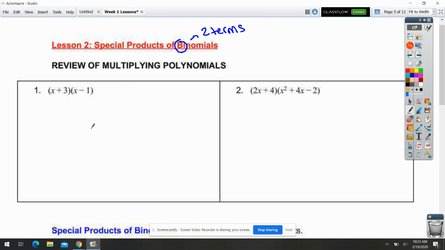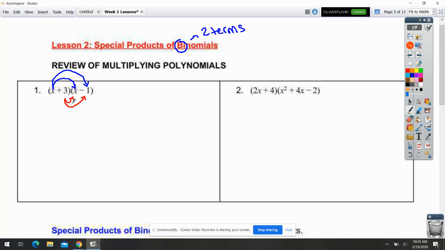So number one, you're multiplying two binomials. You're going to take this x and distribute it to the two terms in the other binomial, and then you're going to take the other term here, positive 3, and multiply it by the other two terms as well. So you're distributing each term to the two terms in the other set of parentheses.